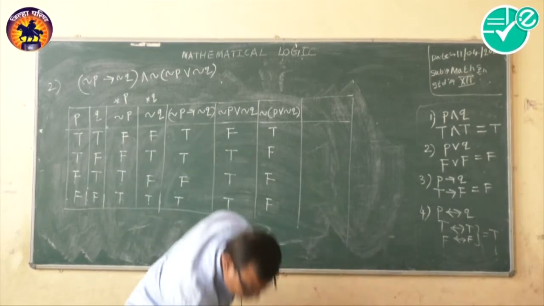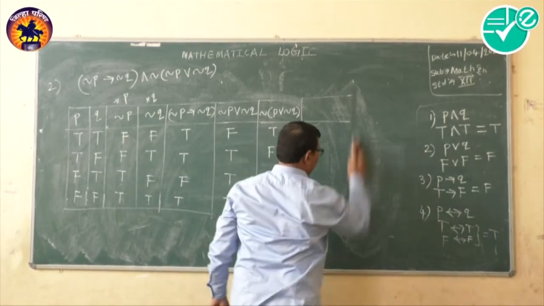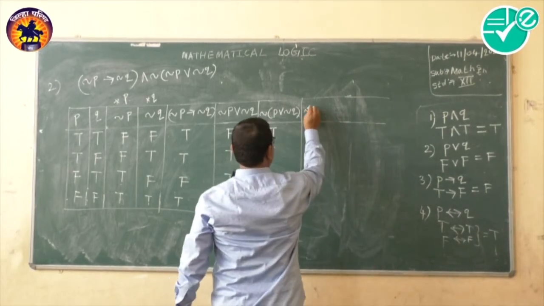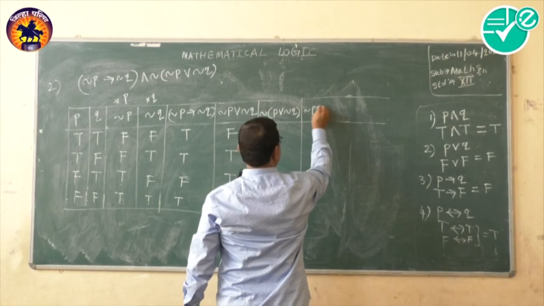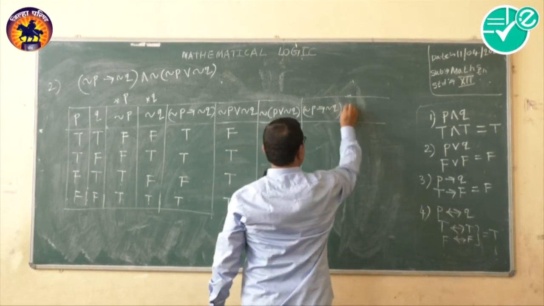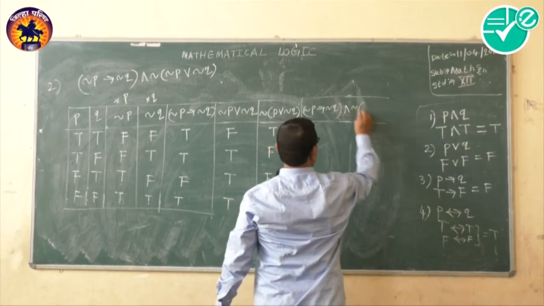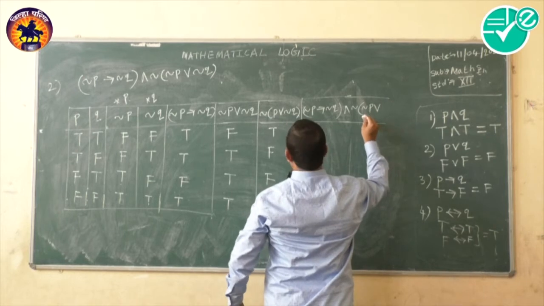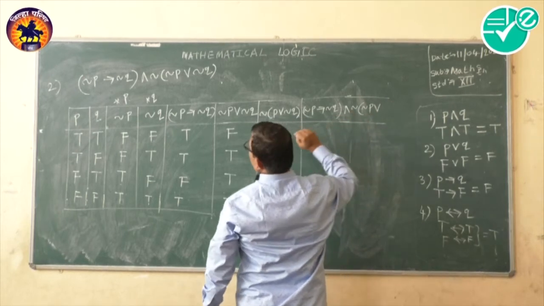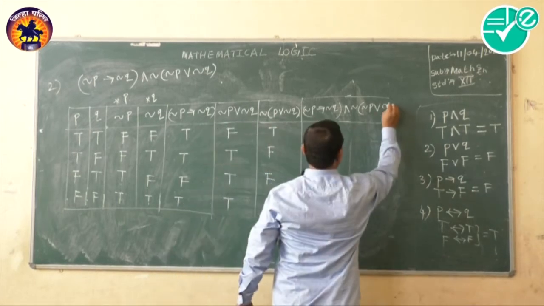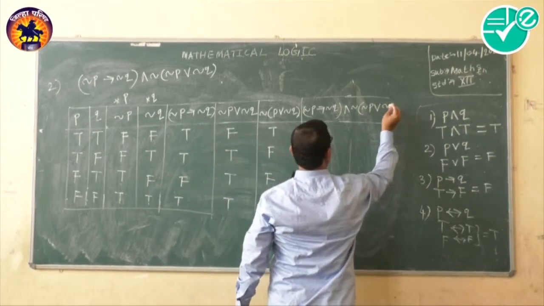And now we have to solve the final answer, that is negation P, implication negation Q, conjunction negation P, disjunction negation Q.